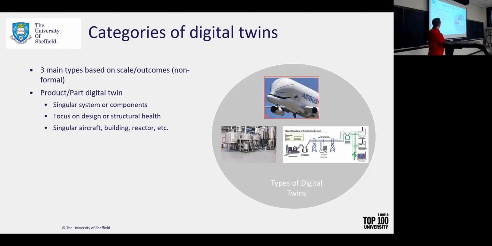So the first is a product or part-specific digital twin. This is the more historical definition of a digital twin. This is a singular system or component, and it focuses on the design or the structural health of the system. So this is things like a singular aircraft. It has a tail number of XY1246. It relates to all the different flights it's had throughout its life, any repairs it's had. The exact model, any manufacturing defects are all incorporated into the actual product-specific digital twin.